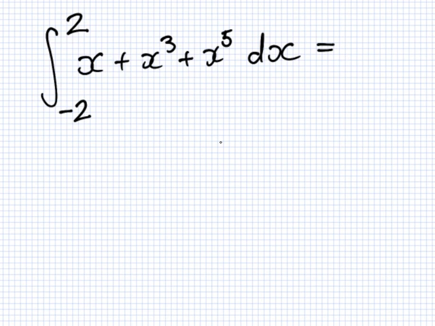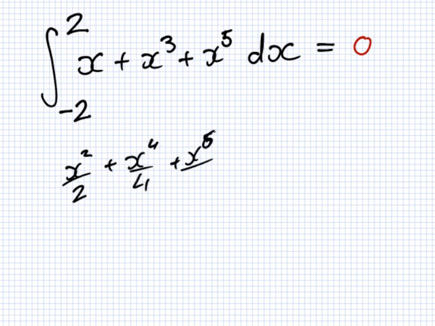It should work out to be 0 because when you integrate here, you get, let's see, what do you get? X squared over 2 plus x to the 4 over 4 plus x to the 6 over 6. Now the reason I can do this in my head quickly, and the reason I know it's 0, is that when I put the 2 in, or the minus 2, I actually get the same answer because of the powers. So it means when I minus them, they'll cancel to 0. So I knew the answer was going to be 0.